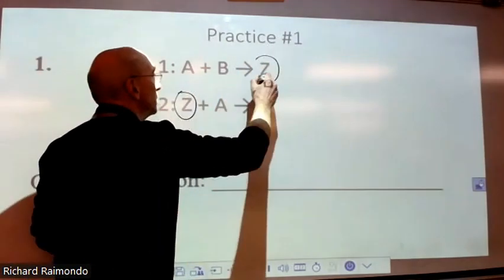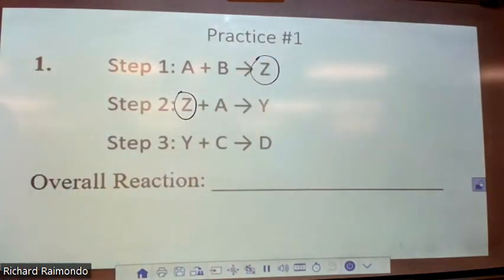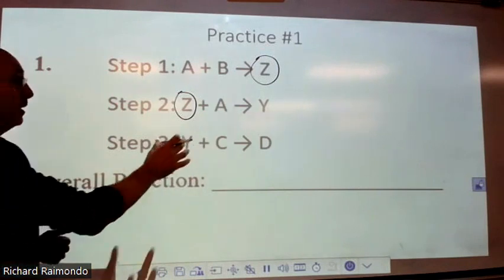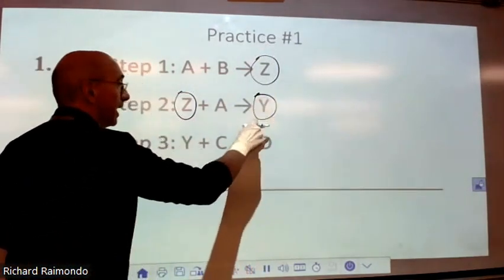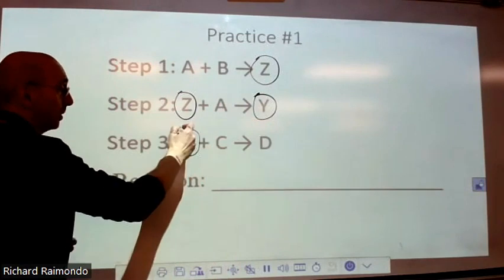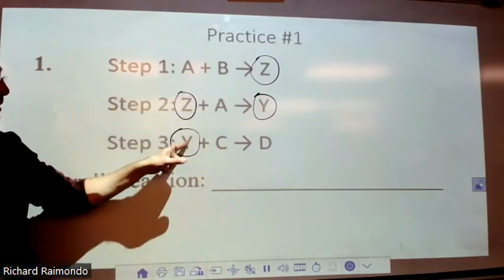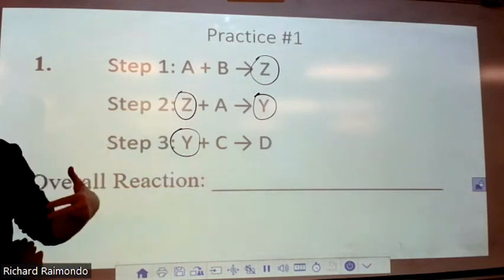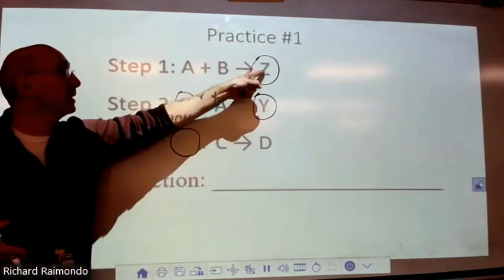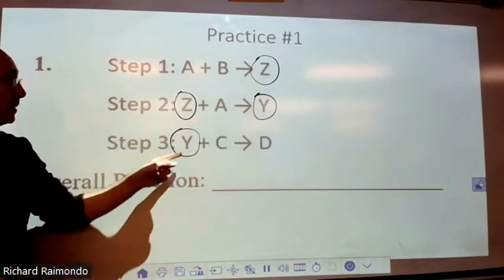Are there any other intermediates that you see? Yeah, in step 2, it forms Y, and then Y is immediately used up in step 3. Now, it doesn't have to be one step to the next. We could have used up Z down here. The idea is that somewhere in this whole reaction, we made something that later got used up.